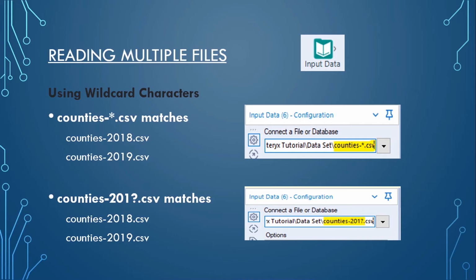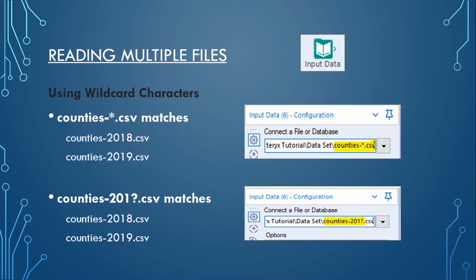Why am I saying this again and again? Because the structure of the file should be the same. Also, the file names. So in this case, I have two files. The difference is only in the name, where it is like 8 and 9. I want to read this file. I can do it using wildcard characters.